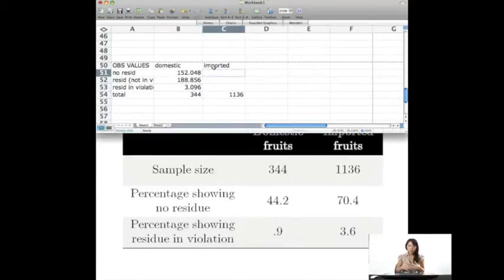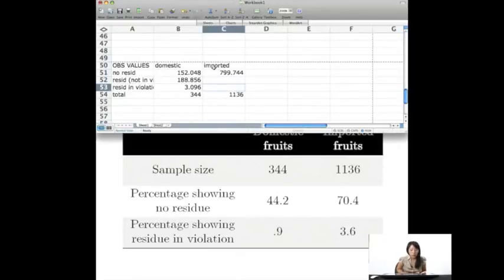Okay, so, but it said go ahead and do hypothesis testing anyway. Okay, fine. You shouldn't do this in real life, but for the purpose of this exercise, let's do it. Now let's find the proportion of imported fruits that are observed to have no residue on them. So that's 70.4% times this total, and that's almost 800 fruits.